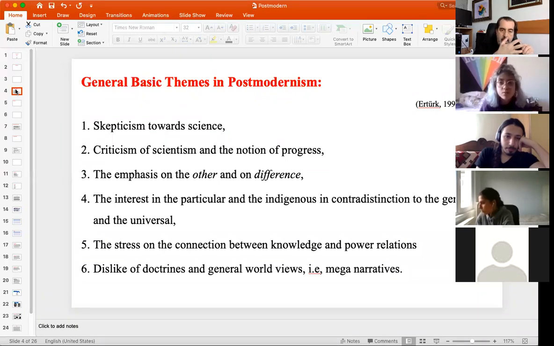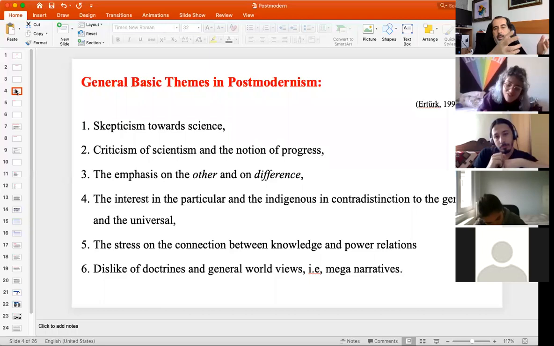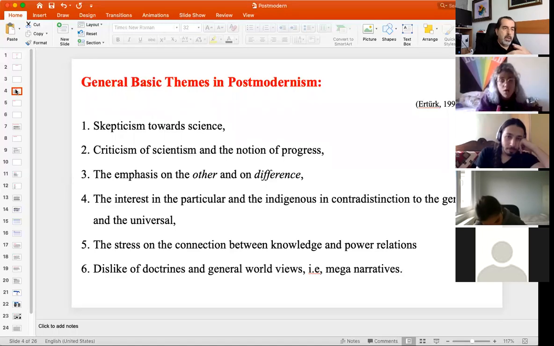Is criticized heavily, and the notion of progress is denied. There's no such thing as historical progress, for example, or the progress of societies, etc. History does not move in a specific direction in a progressive fashion. This is a myth, according to that. And also this emphasis on the other and on difference, especially the idea of multiculturalism, is based upon this.